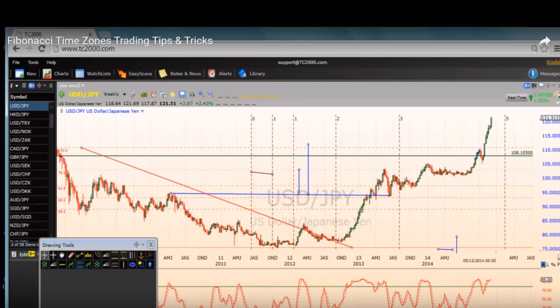But we can also apply the Fibonacci extension and Fibonacci expression to time. So when we are talking about the Fibonacci time zone, it's about applying Fibonacci ratios to the time.